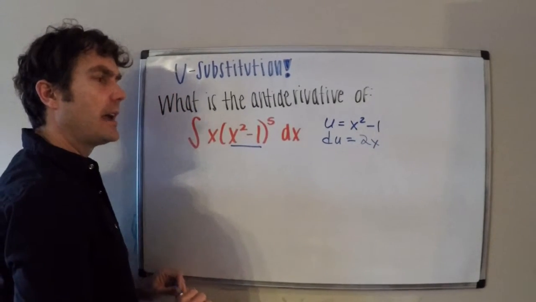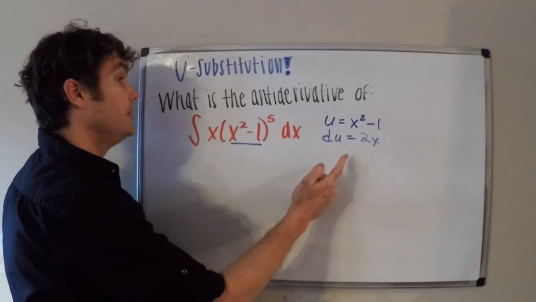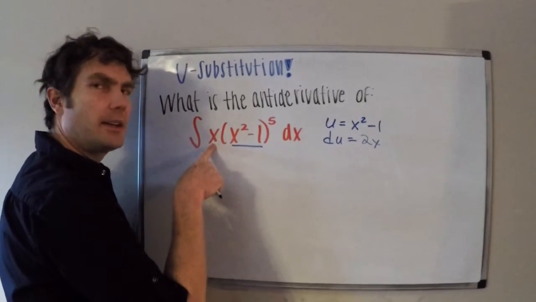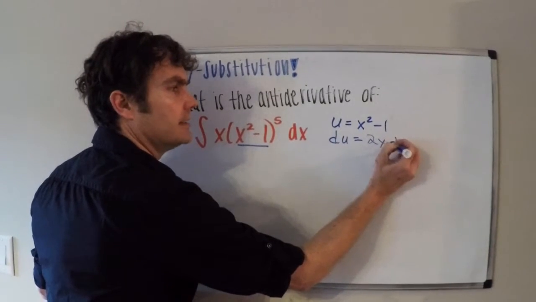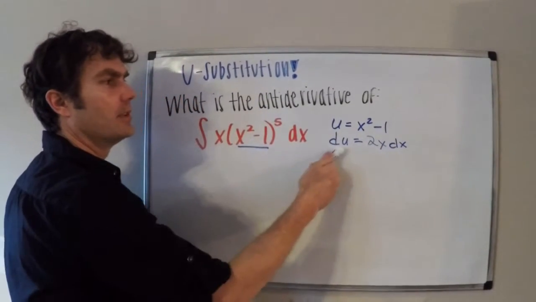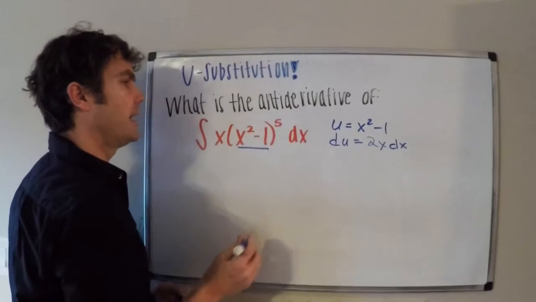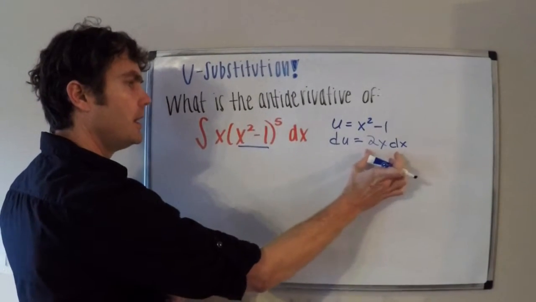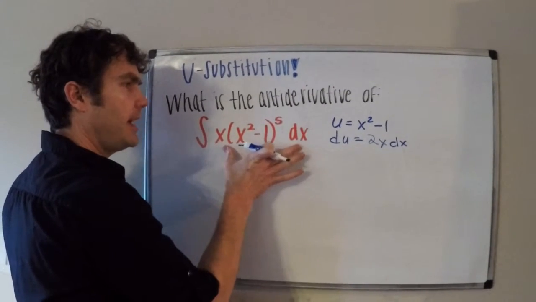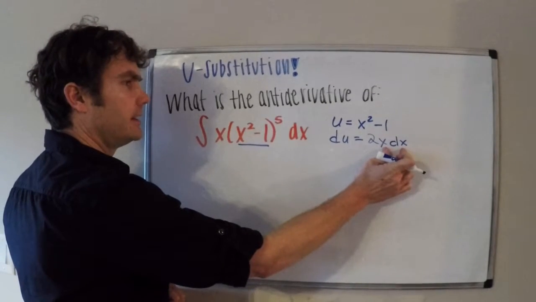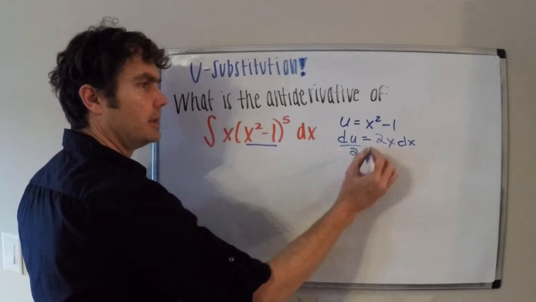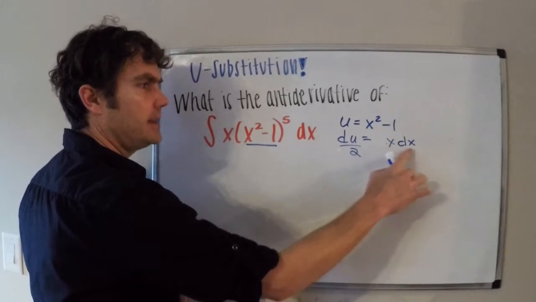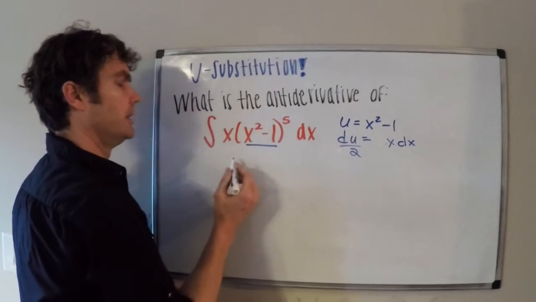And now I can go in and substitute. So notice this, I've got the x right here. So 2x dx would be the derivative of u, because remember it's with respect to x. So x dx is almost this. Look, I could divide by 2 right here, and x dx would equal du over 2.